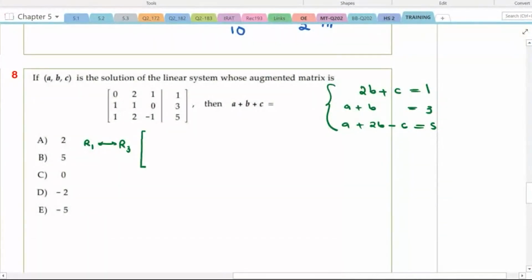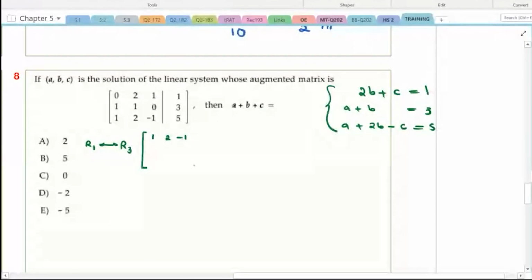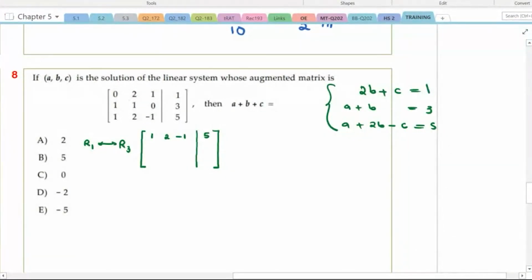So what do we have? We have 1, 2, minus 1, and here we have 5. Okay, so row number 3 now becomes row number 1, and row number 1 now becomes row number 3. We have 0, 2, 1, and 1. So now we are not touching row number 2. We have 1, 1, 0, and 3.